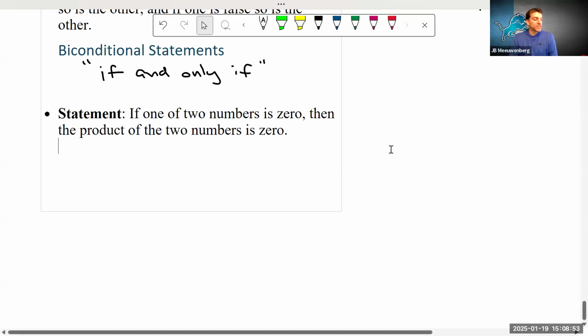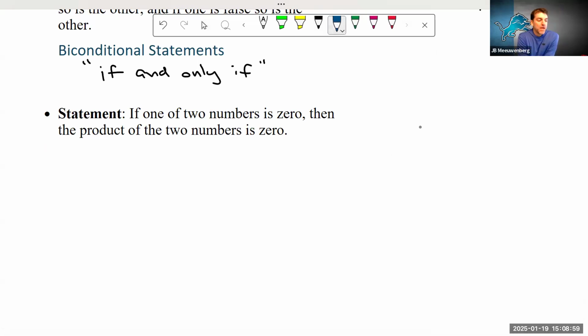If one of two numbers is 0, then the product of the two numbers is 0. Just to make sure you all understand what that means, if we're multiplying two numbers together and we know one of them is 0, the other one can be anything else. 0 times any number is always going to equal 0. Remember, product means times, it means multiplication. So if there are two numbers, one of them is 0, then the resulting product will be 0. That's a true statement, and that's our original statement.